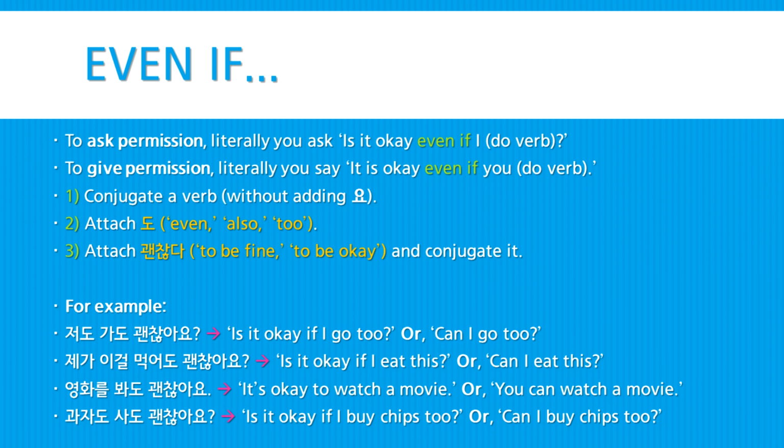Here are some examples. 저도 가도 괜찮아요? Is it okay if I go too? Or can I go too? 제가 이걸 먹어도 괜찮아요? Is it okay even if I eat this? Or can I eat this? 영화를 봐도 괜찮아요. It's okay to watch a movie. Or you can watch a movie. 과자도 사도 괜찮아요? Is it okay if I buy chips too? Or can I buy chips too? Again, this form literally means even if I or even if you do something, it's okay.